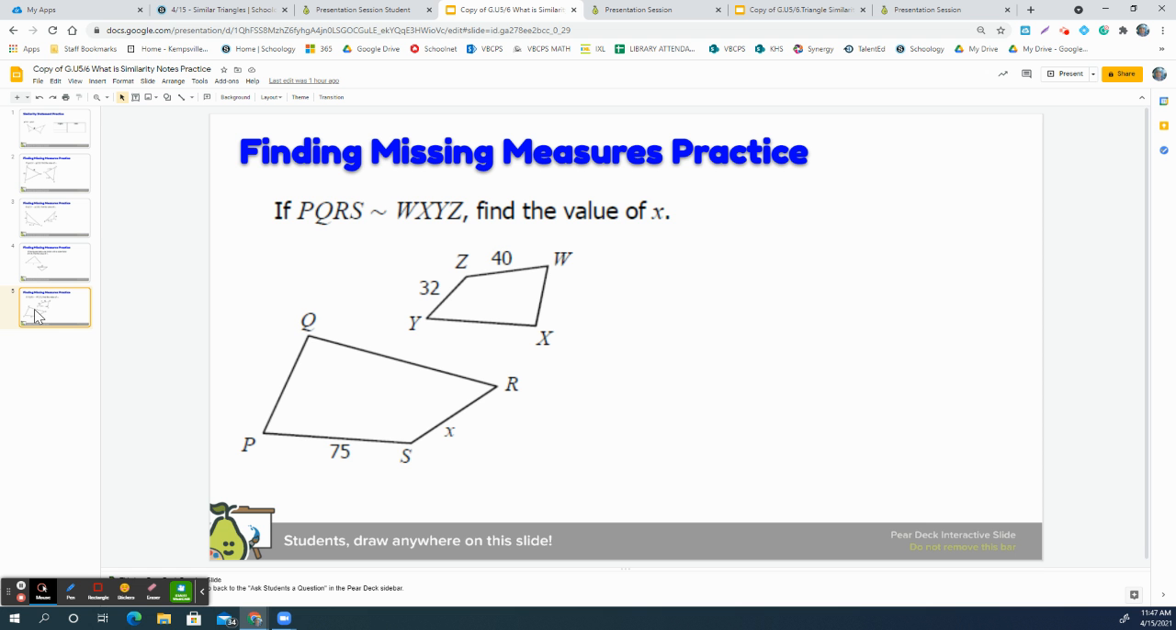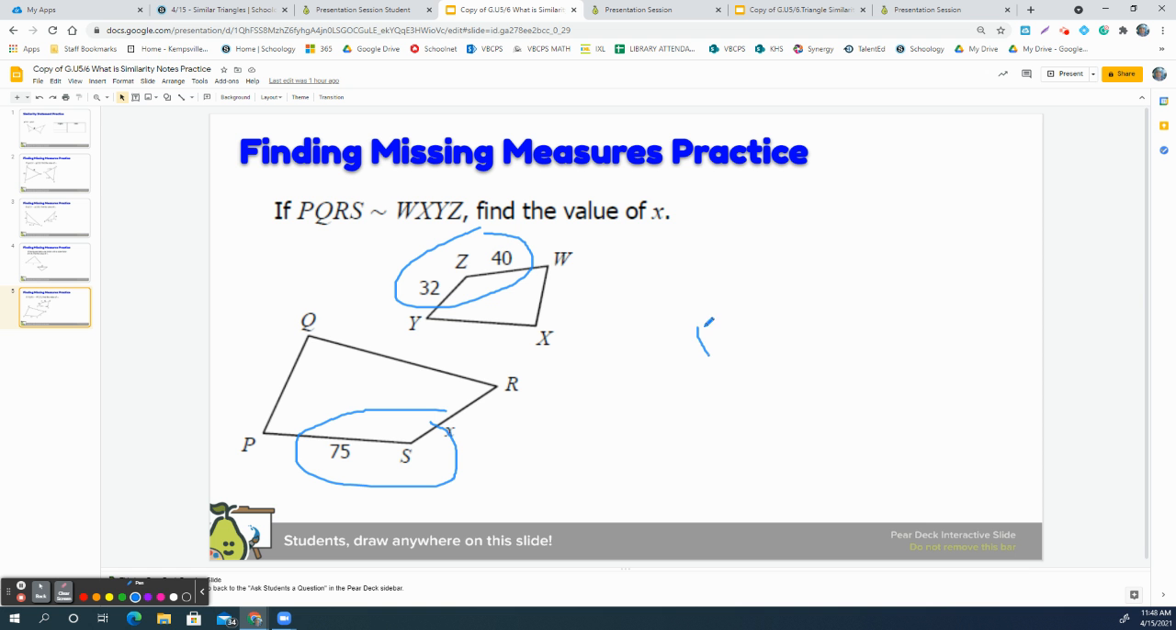Okay. Number 5, we're not always going to just have triangles. Sometimes we'll have multi-sided shapes. Okay, so these are quadrilaterals. We're going to do the same process. It just has more options. What do you want to start with? Should I start with the X and the 75? Or should I start with the 32 and the 40? What do we think? Tech, what do you think? Should we start with the 32 and the 40 or the X and the 75?